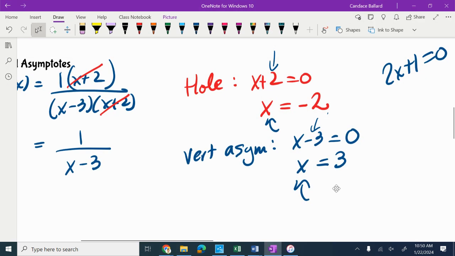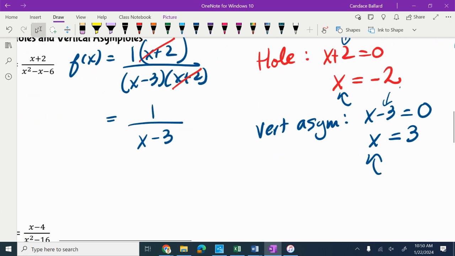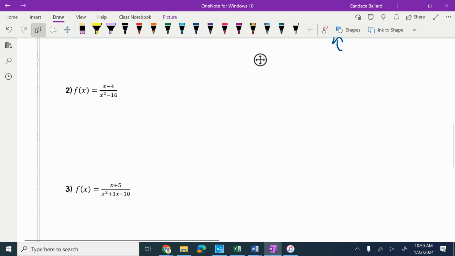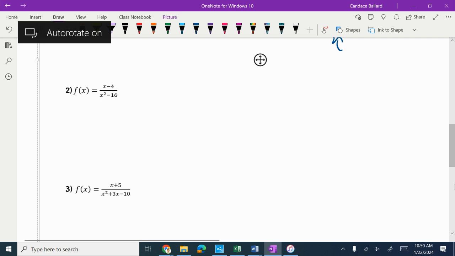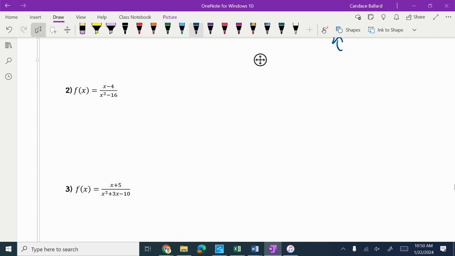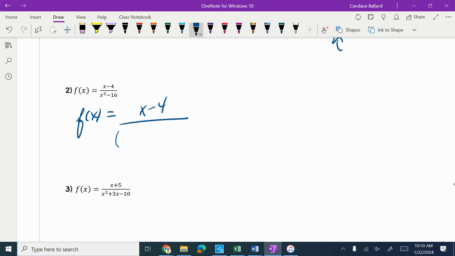Okay. All right. So we're going to try this again a little bit faster. Look at number 2. So I want to find holes and asymptotes. What do I need to do first with the denominator? Factor. What kind of factoring is that going to be? Difference of squares, right? Okay, so difference of squares factoring.